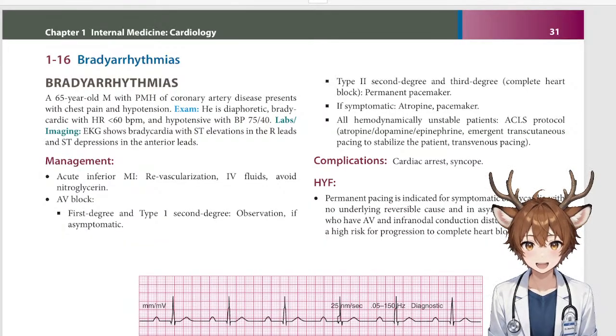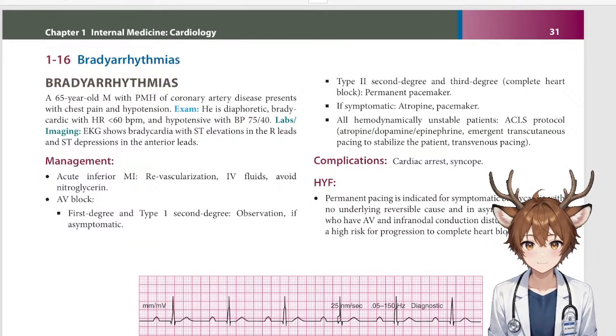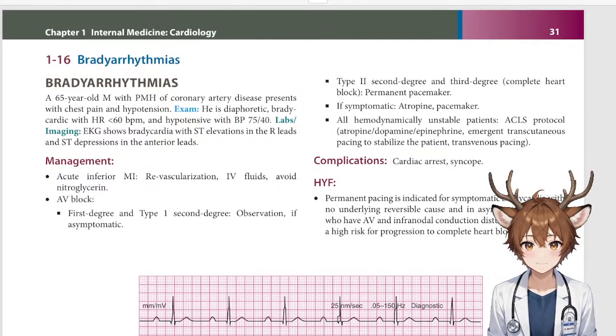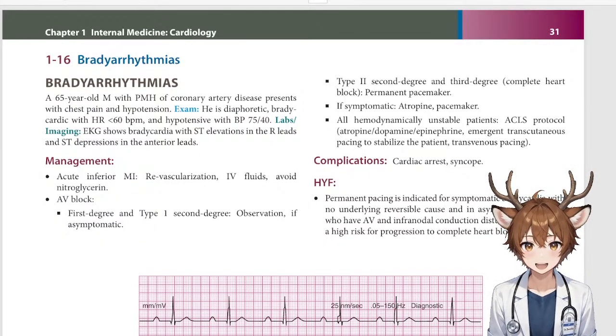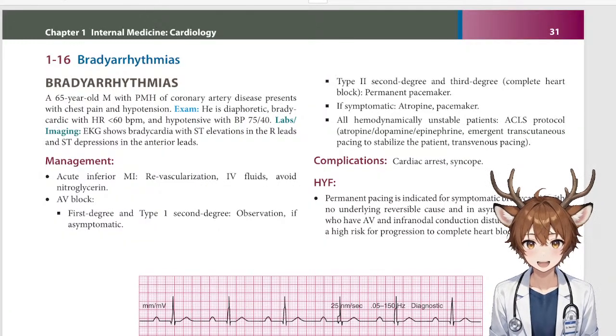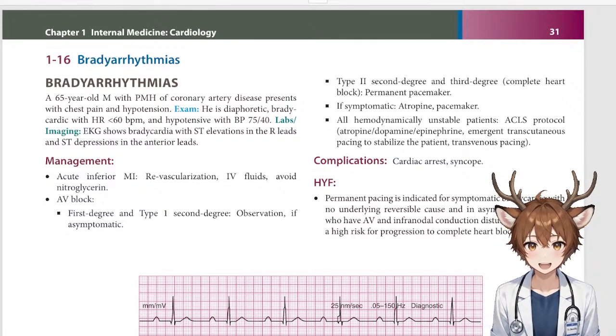Okay, let's talk about it. Bradyarrhythmias. This is going to be a vignette. A 65-year-old male with a past medical history of coronary artery disease presents with chest pain and hypotension. Exam: he is diaphoretic, bradycardic with heart rate of less than 60 BPM, and hypotensive with a blood pressure of 75/40. Lab/imaging: EKG shows bradycardia with ST elevations in the right leads and ST depressions in the anterior leads.